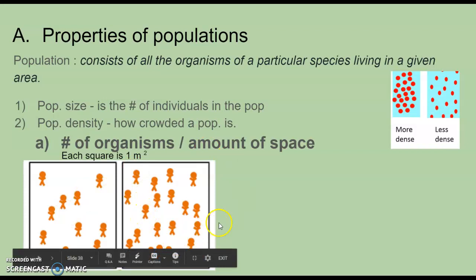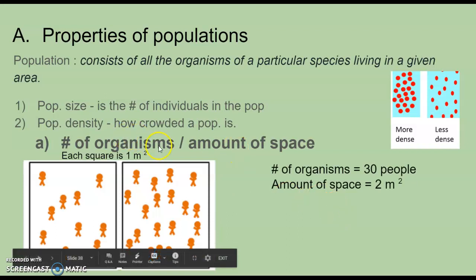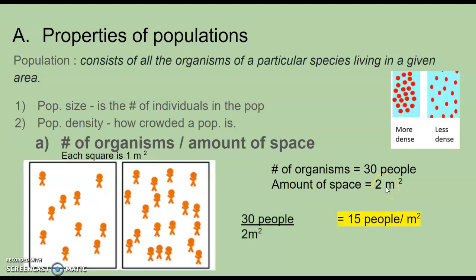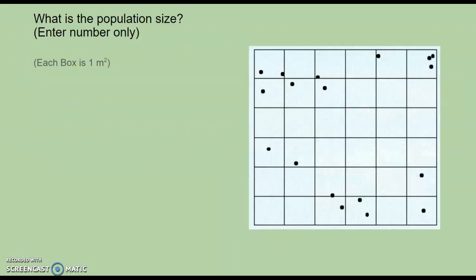So let's look at this example right here. I should see two squares. Each square is a square meter. Okay. So if I was to follow this equation, number of organisms, well, if you were to count all of these individuals, you would get 30 people. And amount of space. So how many square meters do I have? Well, I have two squares. So that's my amount of space. If I simply divide those two numbers, 30 divided by 2 gives me a population density of about 15 people per square meter. Okay? This is an example we can try.